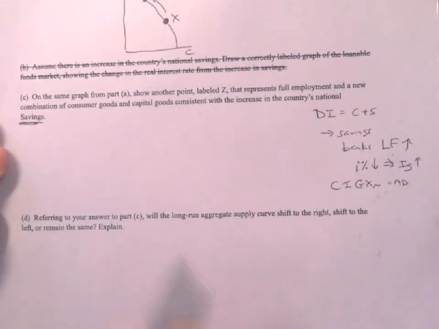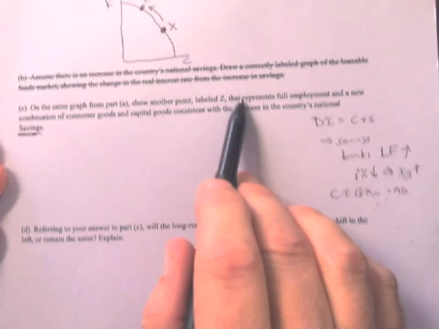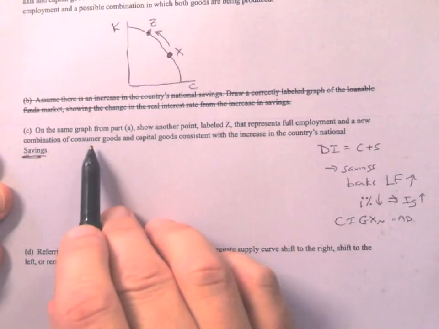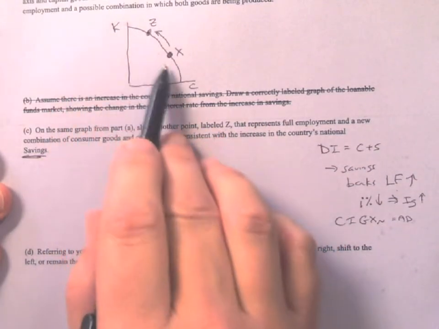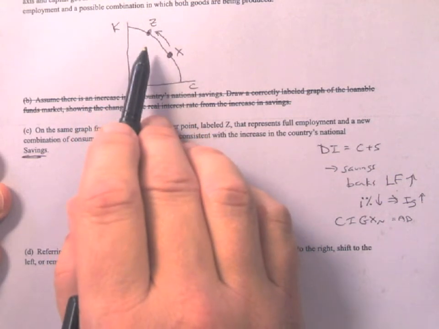So on the same graph, show another point labeled Z. We did that. That represents full employment and a new combination. So this is simply a new combination. We're still making all the things we could with resources, technology, and full employment.